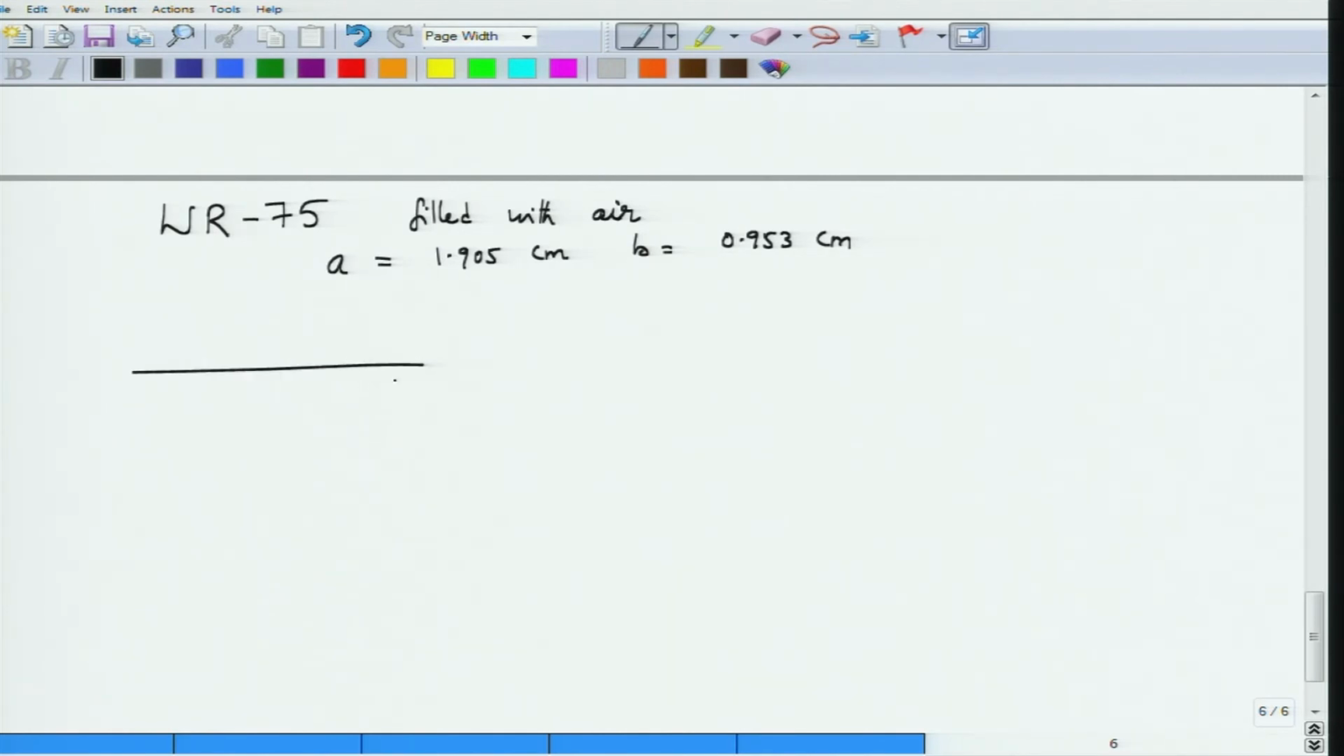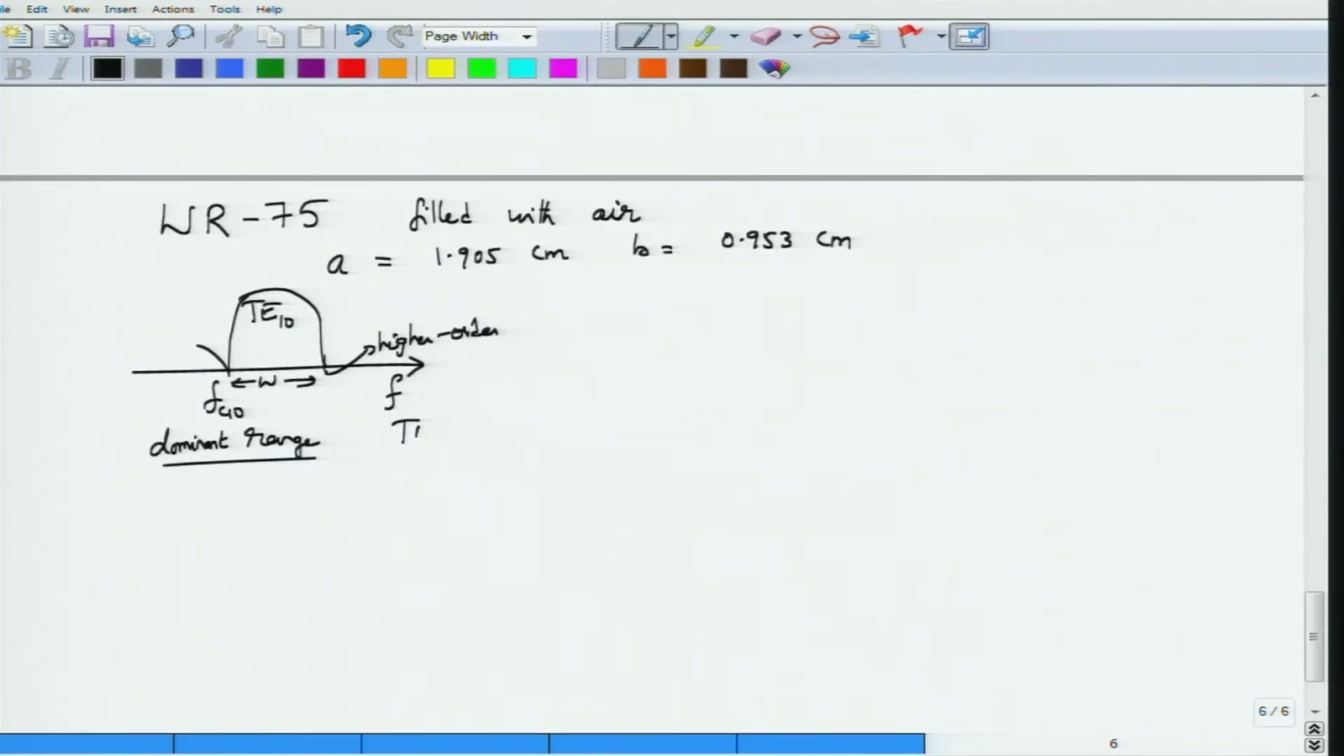That is, if you assume f is increasing, at some point you will reach the cutoff frequency for 10. Here you will start having propagation, and after a certain point you will start to have higher order modes, okay. So the range or the bandwidth over which there is only one particular mode, that is you will have only the TE10 mode, is called the dominant mode range or dominant range, okay. Dominant range is the one in which only TE10 exists, all other modes are absent, okay.